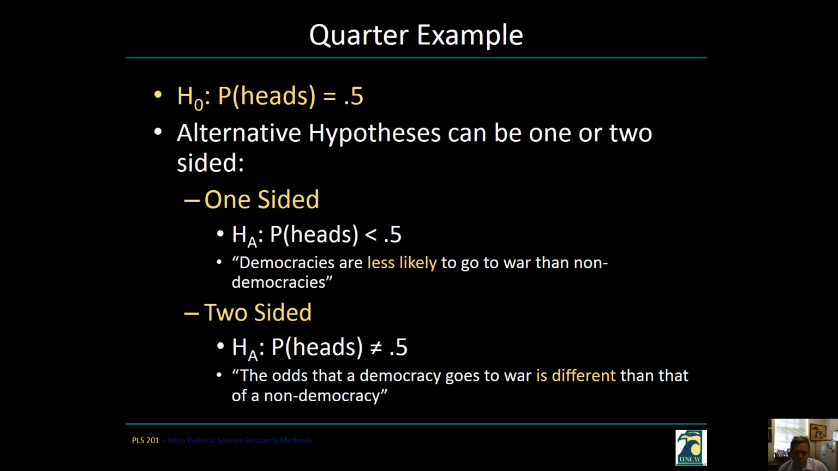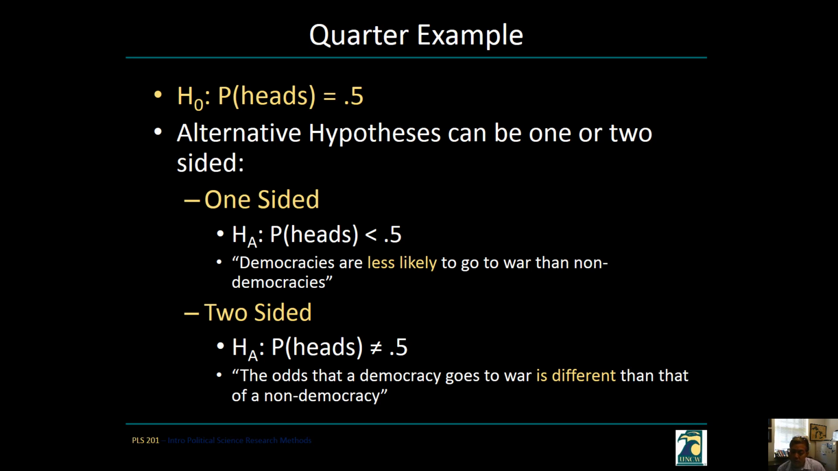So, the one-sided hypothesis implies direction. So notice here it was less likely to go to war, or less than 0.5. So a one-sided hypothesis would just say more or less or greater than or equal to. The two-sided hypothesis says that there's a relationship, but it does not imply direction. So the probability is not equal to 0.5, meaning it could be higher and it could be lower. It could go on either side, hence two sides.